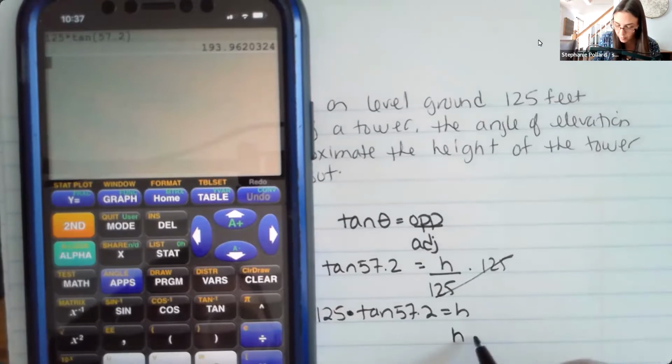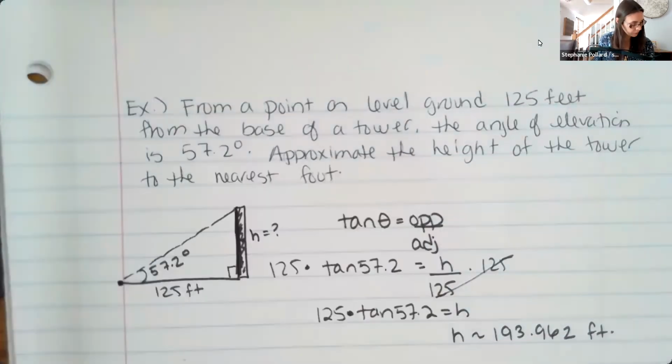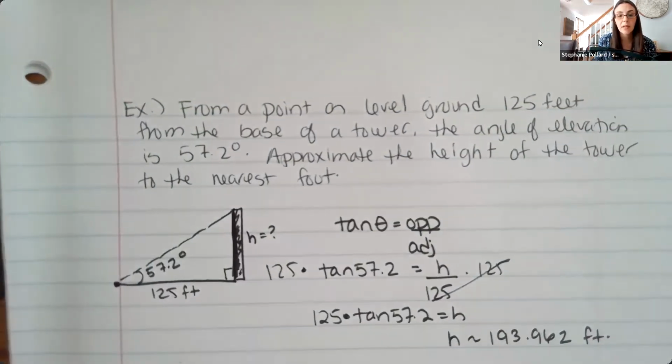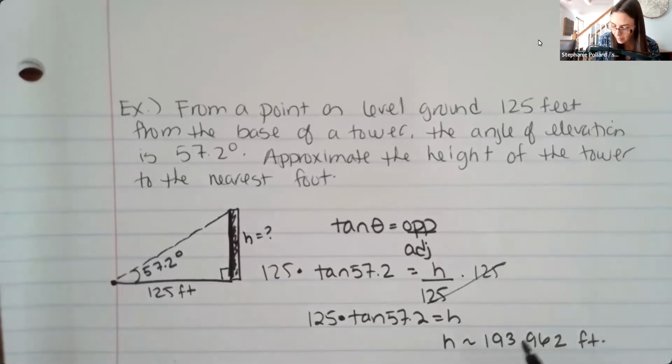And I have that the height is about 193.962, and we're talking feet here. Now this problem wanted me to round to the nearest foot, so the height of the tower is about 194 feet. That 9 will bump this 3 up.